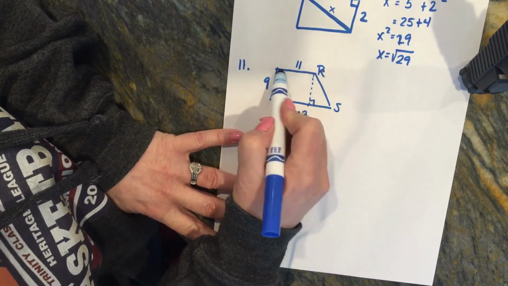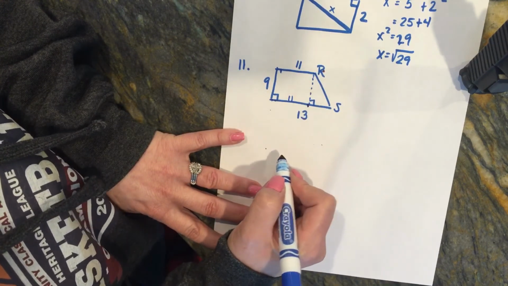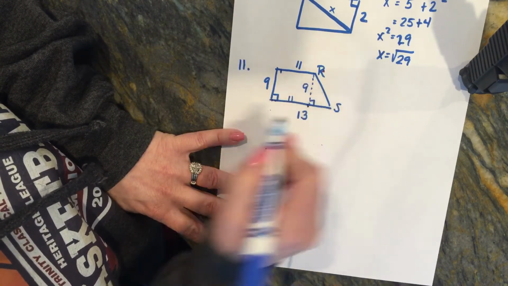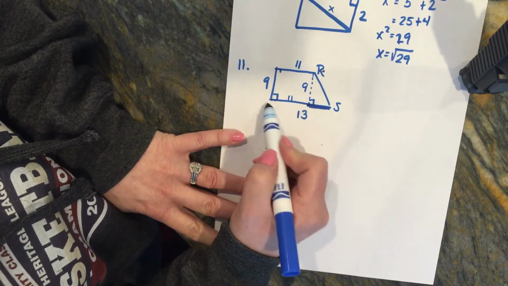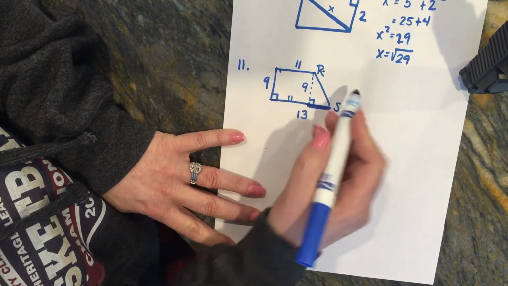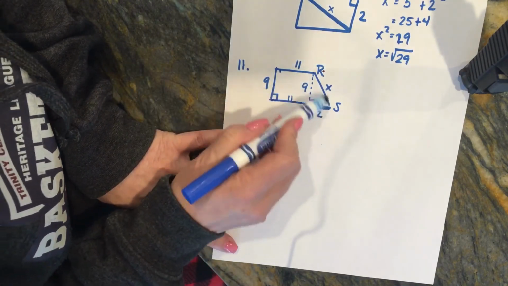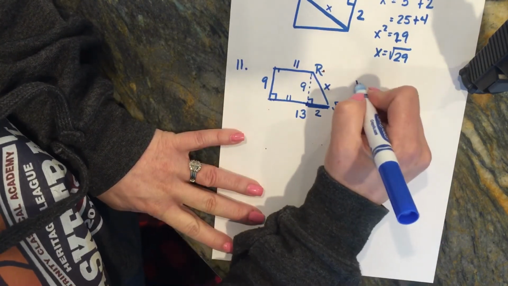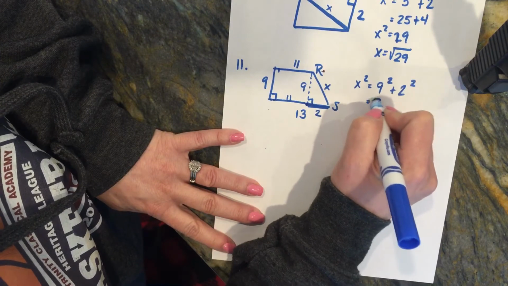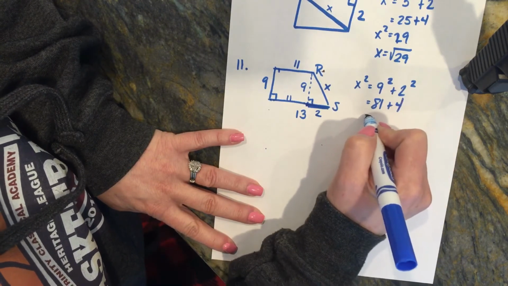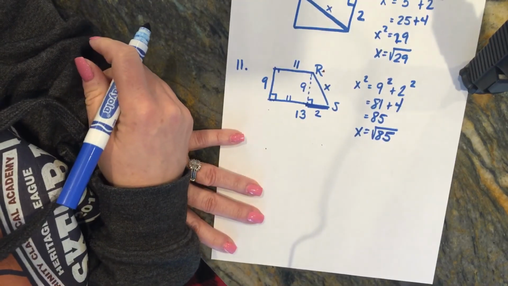We know that this is 11 from here to here, which means that since this is a rectangle, this right here is going to be 11 as well. This side over here is going to be 9 as well. So this piece is in question at the moment. We have 13 altogether. 11 is taken up here, so that means we've got 2 over there. So RS is our unknown. Hey, look, 2 of the 3 sides. Let's use our good old friend, Pythagorean theorem. 9 squared plus 2 squared, so 81 plus 4. So 85. X will then equal the square root of 85. All right.